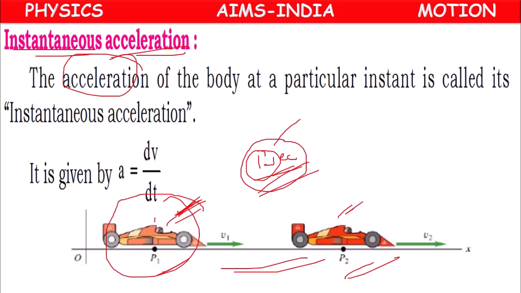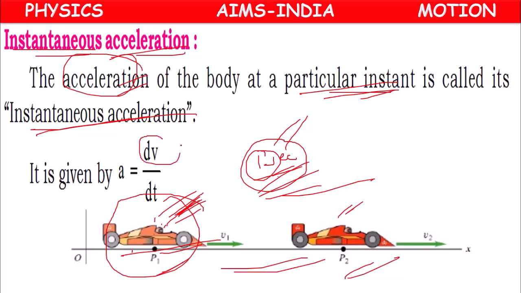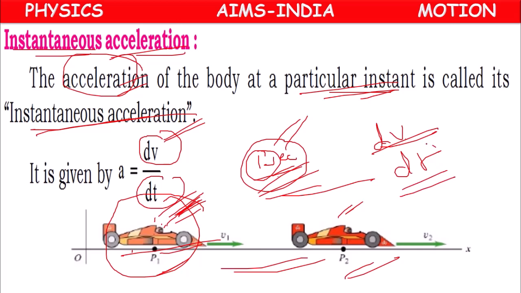So in that particular 1 second, how much change happened in the speed of the car in the car race, that acceleration in that particular instant or particular second is called instantaneous acceleration. But it will be very, very small, dv. dv means small change of velocity. We can observe in dt. dt means small interval of time, like 1 second.